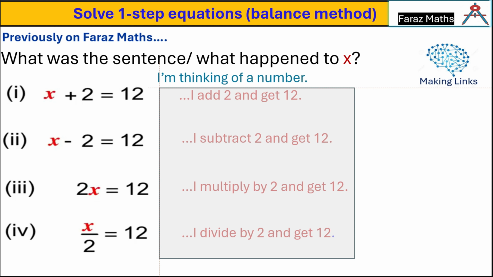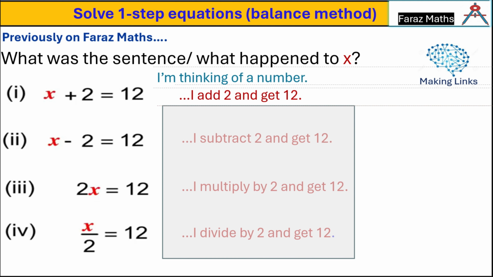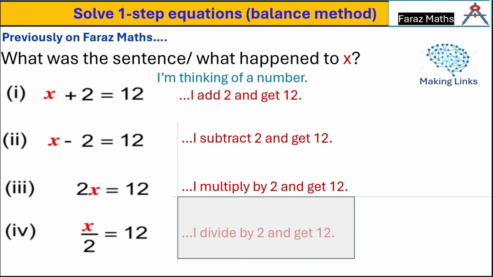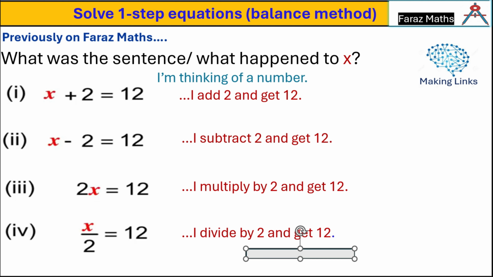The first one is: I am thinking of a number, I add 2 and get 12. The second one is: I am thinking of a number, I subtract 2 and get 12. The third one is: I am thinking of a number, I multiply by 2 and get 12. The last one is: I am thinking of a number, I divide by 2 and get 12.